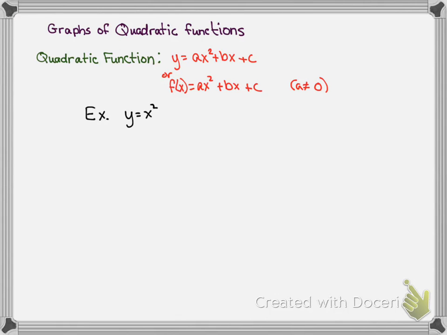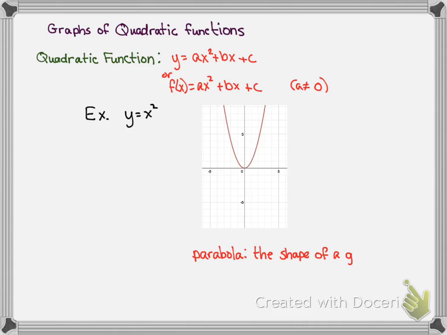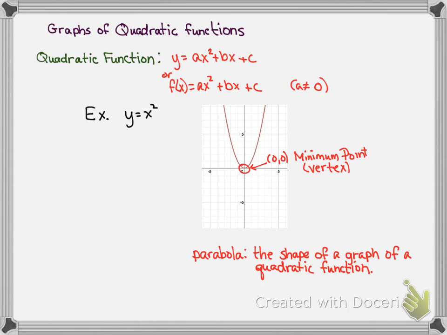So, for example, y equals x squared. This is our parent function. This is what our parent function graph looks like. Of course, the shape is a parabola. This point here, which is the origin, is our vertex. It's also our minimum point. So the vertex is the minimum or maximum point of a quadratic function.